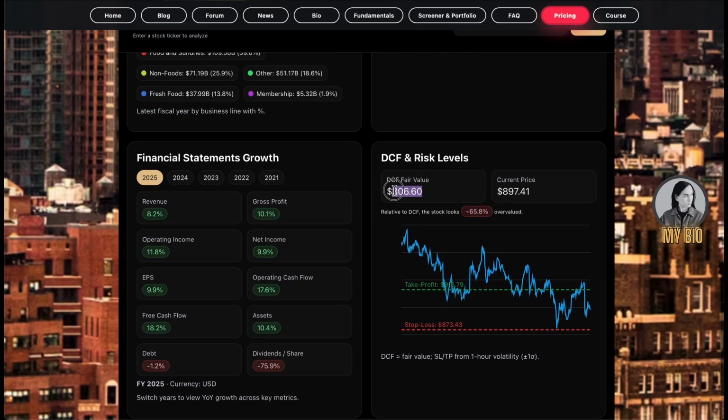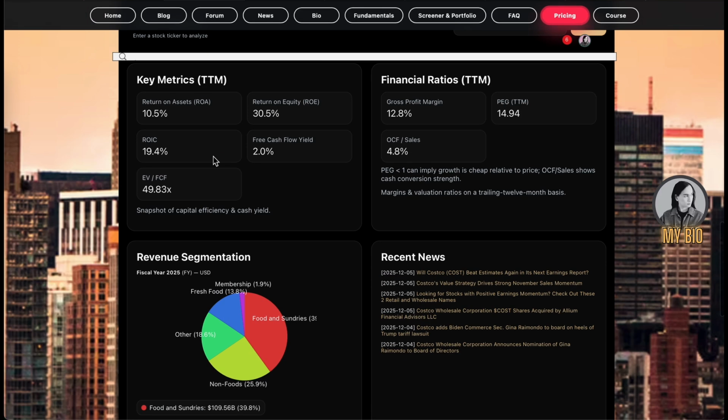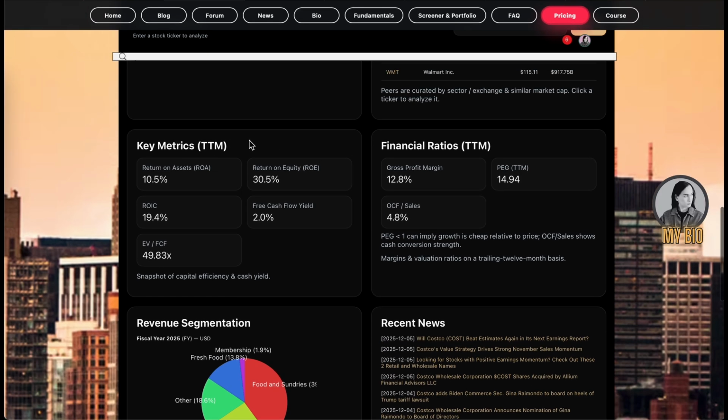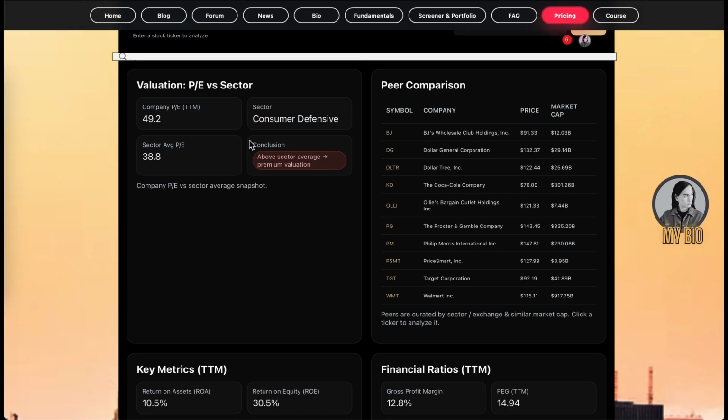And based on the DCF valuation, it shows a 306 target price, which means that the share is 65% overvalued, which means it's trading expensive. So based on these two companies, I think although they are still overvalued based on DCF, Walmart looks better based on financials and based on key metrics and financial ratios.